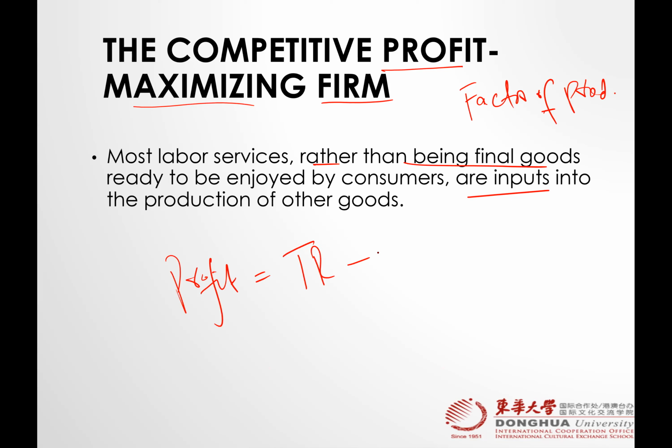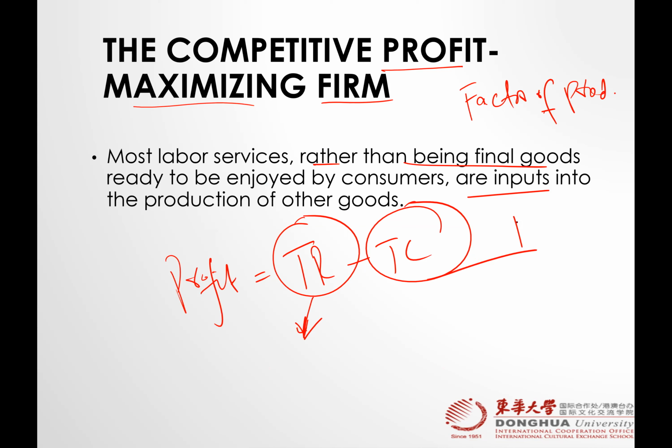Total revenue minus total cost, right? We talked about that in our discussion for the markets. These cannot be fully controlled, not in the hands of the producer or the owner of the firm, but total cost can be controlled, right? So among this total cost, there is the factor of production.